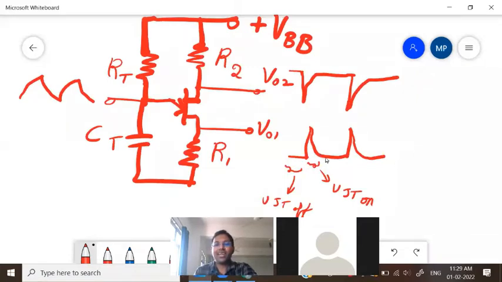Simple. As long as the output voltage V01 is low, UJT is off. From here to here, UJT is off. Next, from here to here, UJT is off. From here to here, the UJT is off. So only when you have this pulse, only there the UJT is on.